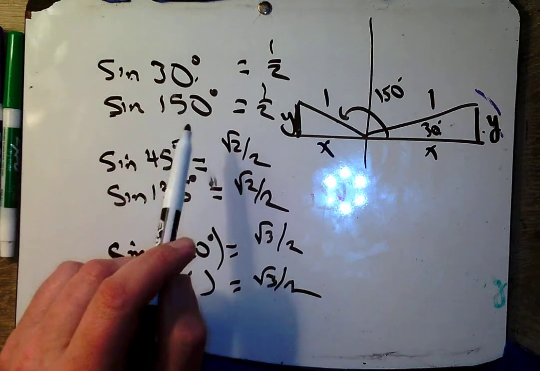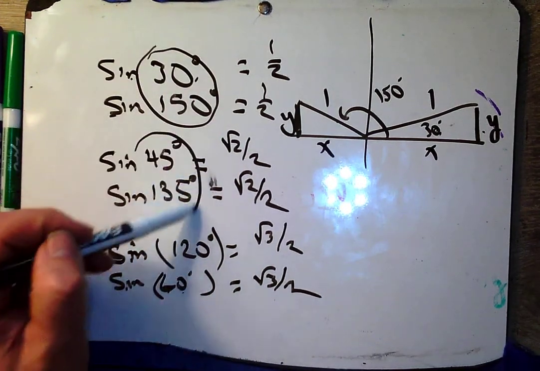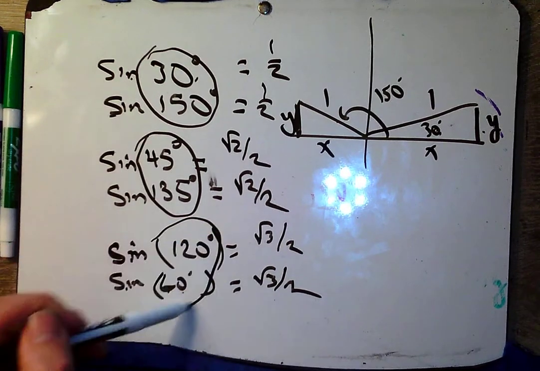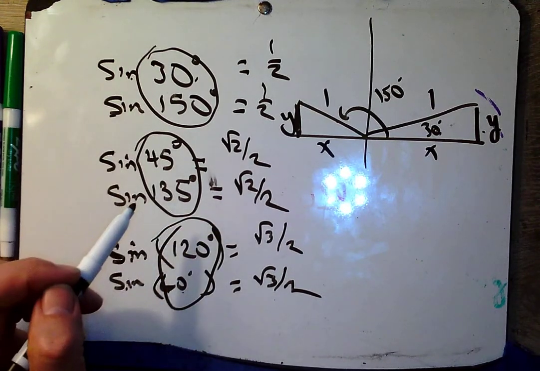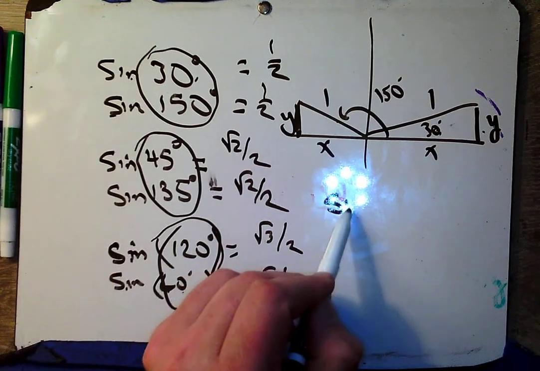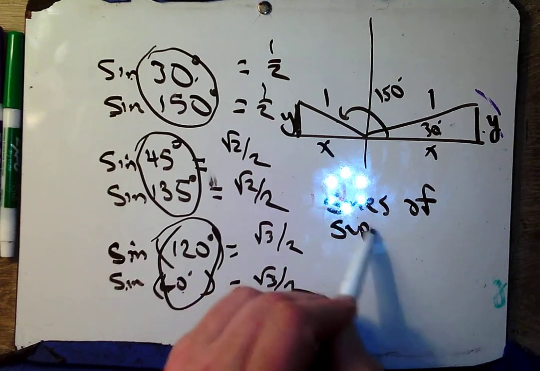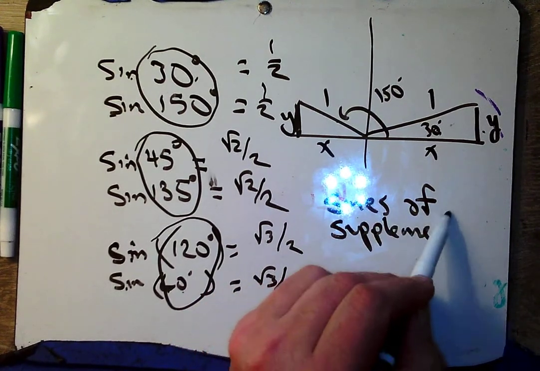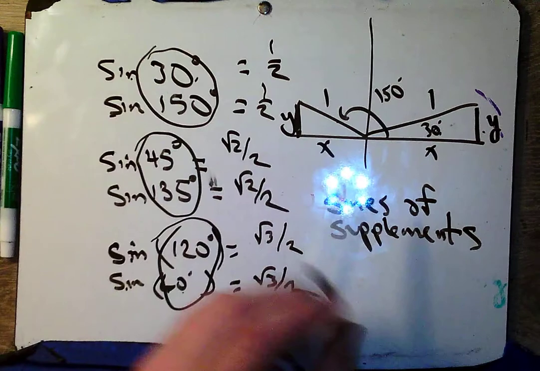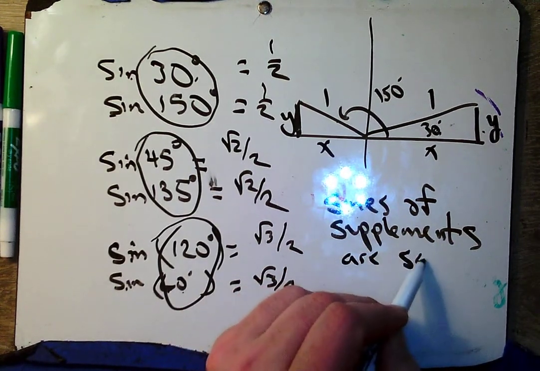That's interesting. So these add up to 180, these add up to 180, these add up to 180. And so what I might say here is the sines of supplements, i.e. supplementary angles, the sines of supplements are samesies.